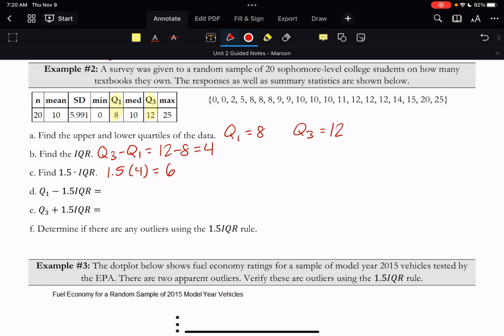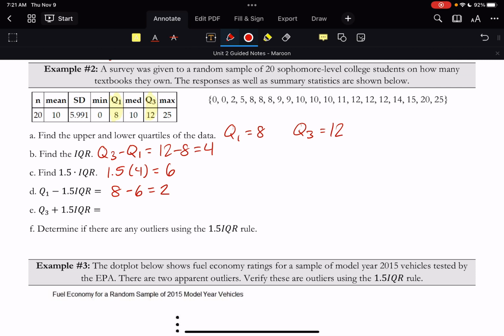Now what I need to do is take my lower quartile and subtract 1.5 times my IQR. So I have my Q1 is 8, and my 1.5 times my IQR is 6. So 8 minus 6 is 2.